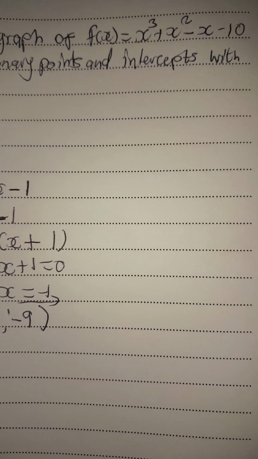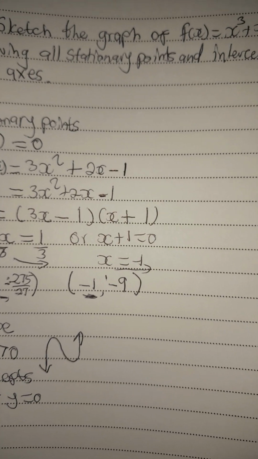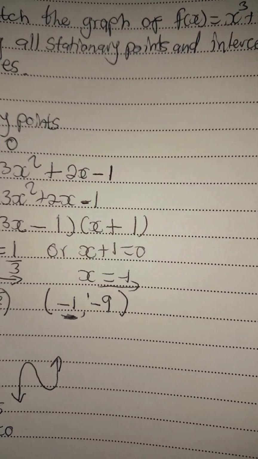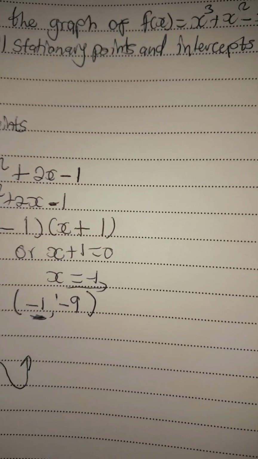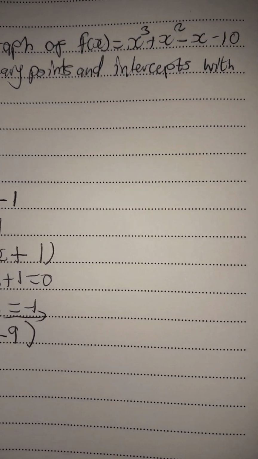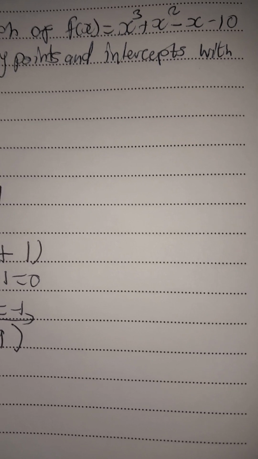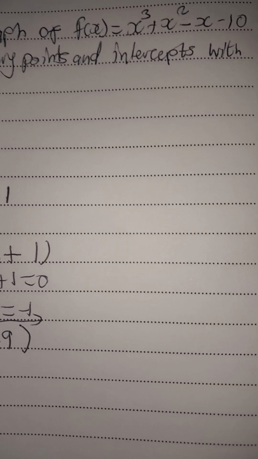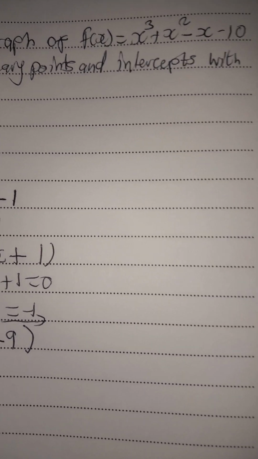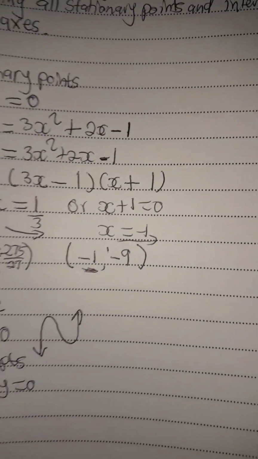But if we place -1, we're getting -11. Well, we need to be careful. Let's think about other factors. Let's try 2 now. When we try 2 cubed plus 2 squared minus 2 minus 10, we get 0. So that means 2 is a factor in this case.